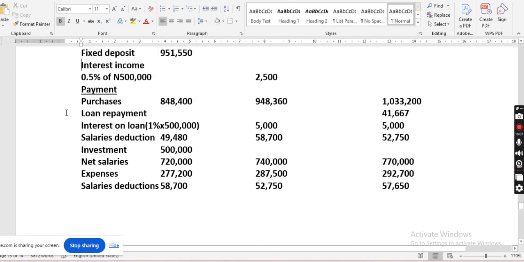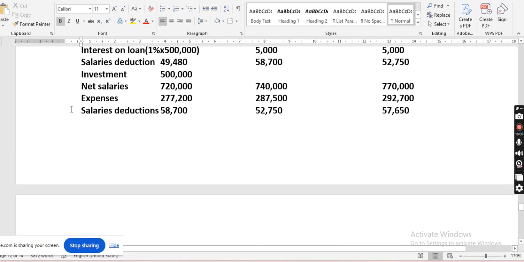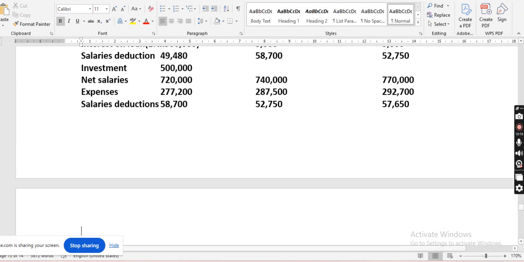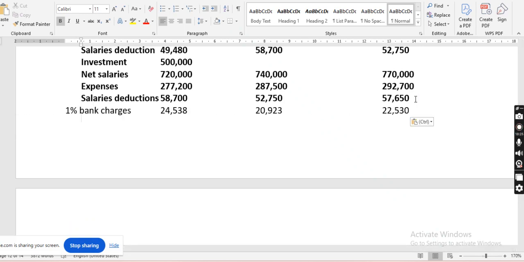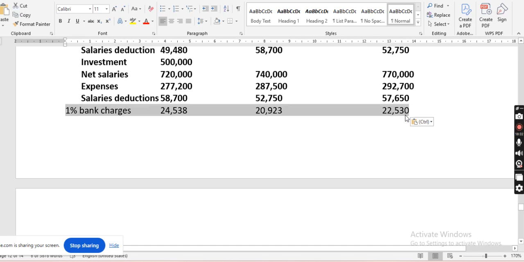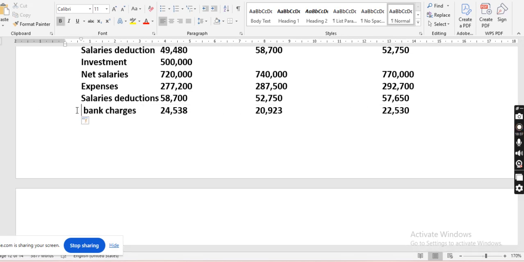So, bank charges. 1% bank charges. So I can remove this 1% here since I've shown you that in my workings.